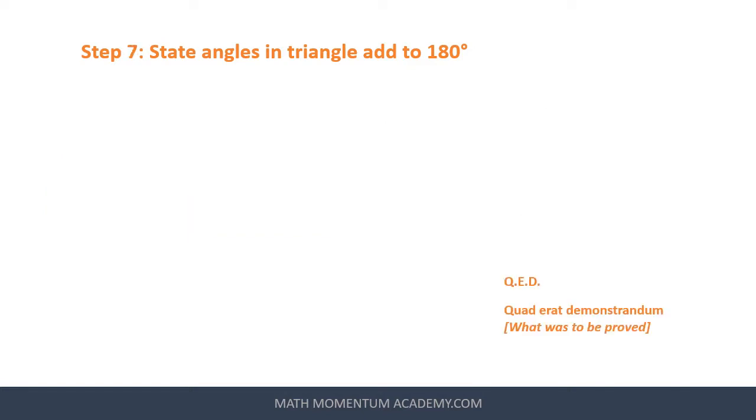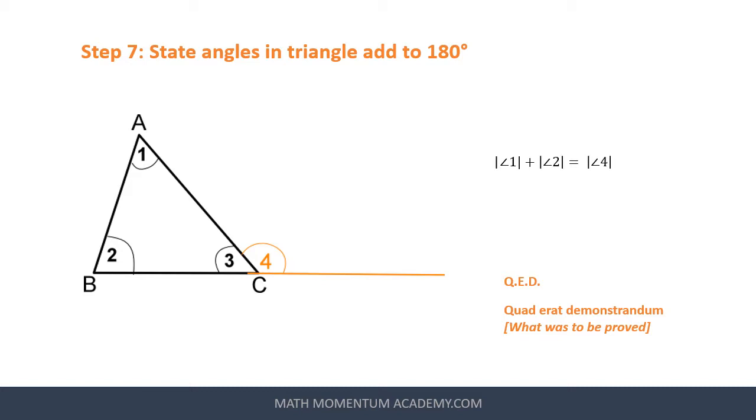And then when you finish off a theorem, you always want to write QED, which stands for Quod Erat Demonstrandum. What was to be proved? We proved that angle 1 plus angle 2, the two interior opposite angles, was equal to angle 4, the exterior angle.